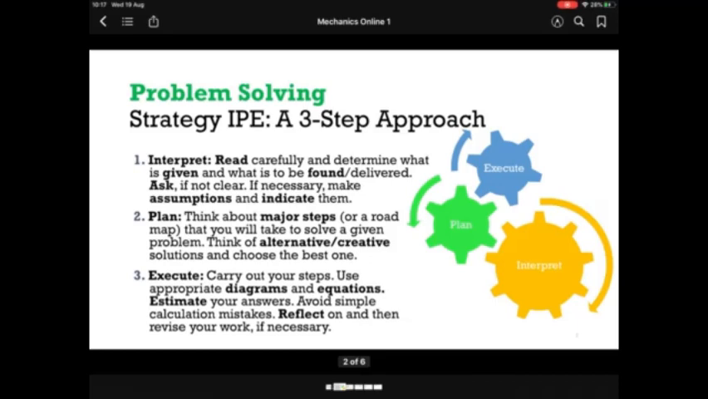Think about the major steps that you will take to solve a given problem. Maybe you can think of alternative or creative solutions and choose the best one. And the last step here is to execute. You carry out your steps, use the approaches, diagrams and equations, and estimate your answers. Avoid simple calculation mistakes. And that is for this class.